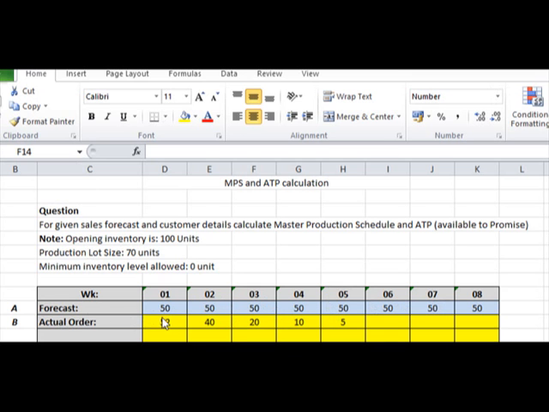Then the actual orders given by the customer for those weeks: 50, 40, 20. We are also provided with an opening inventory of 100 units, that is, the amount of inventory left over from the previous cycle, and the production lot size is 70. The minimum inventory level allowed is 0 units. That is, whenever our inventory level goes below 0, negative, we'll have to go for production. So let's go for the solution.